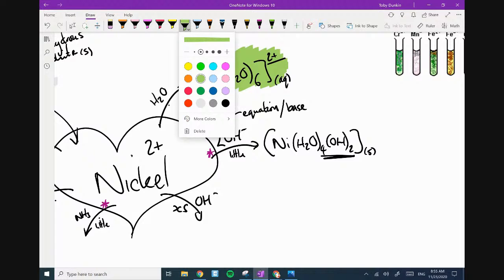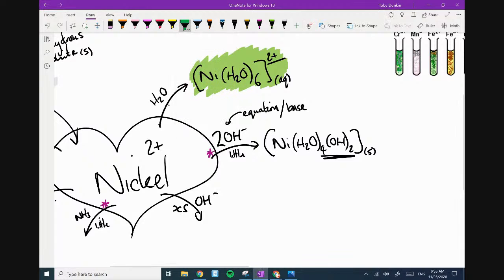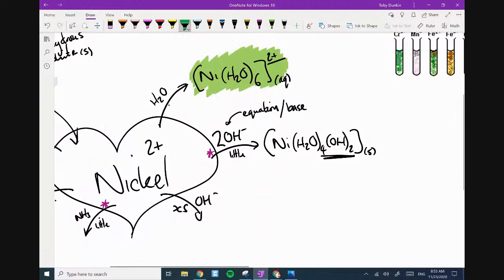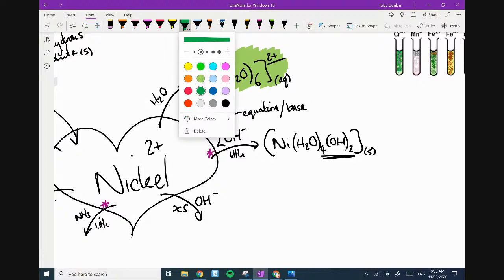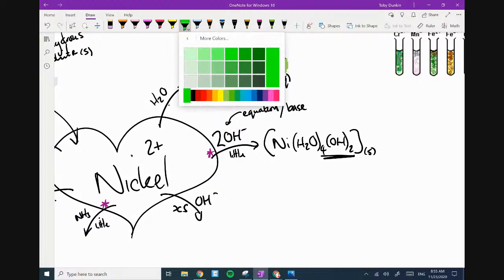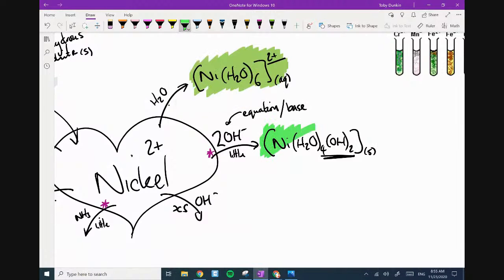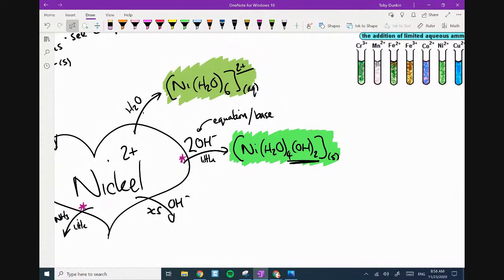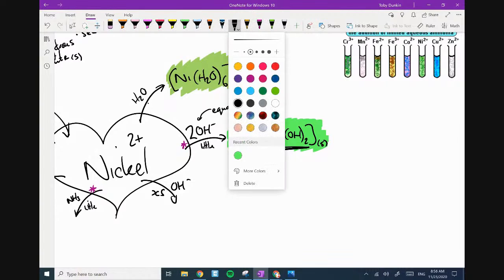It's slightly darker, not by a huge amount. In reality, some would say that they are actually the same. It's more of a luminescent green. So you don't need to say darker. You don't need to add any particular color to this. There's no emphasis on a darker. It simply forms a green precipitate.